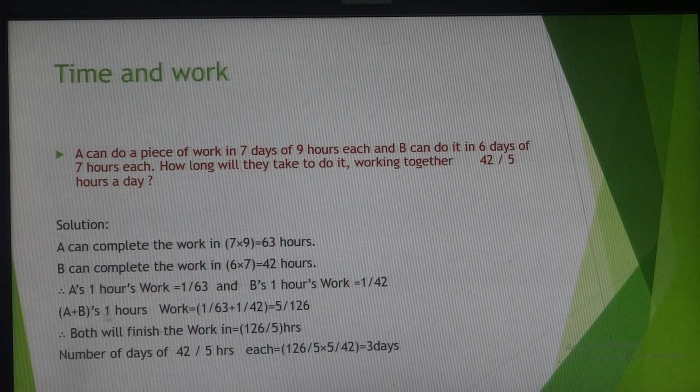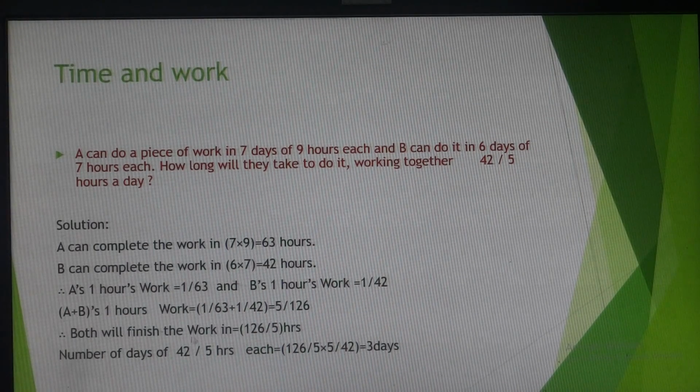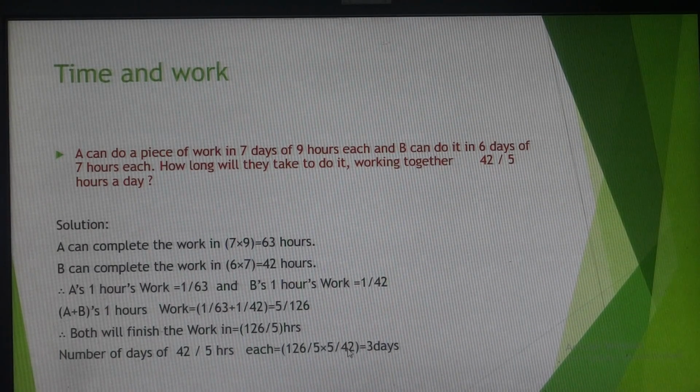And if you combine both, you will get A and B's 1 hour work, which is 1 by 63 plus 1 by 42, that is 5 by 126. So both will finish the work in, again you have to reciprocate, 126 by 5. They have asked for 42 by 5 hours, so just multiply 126 by 5 into 5 by 42.